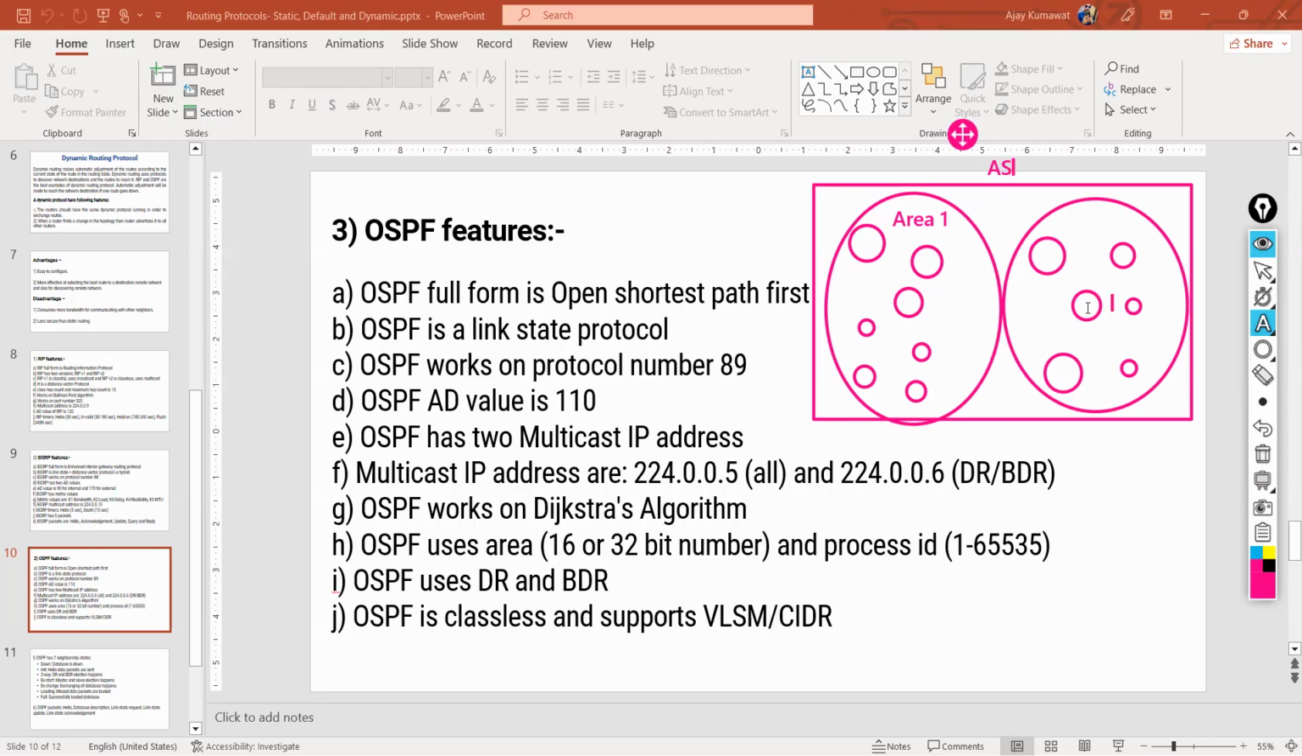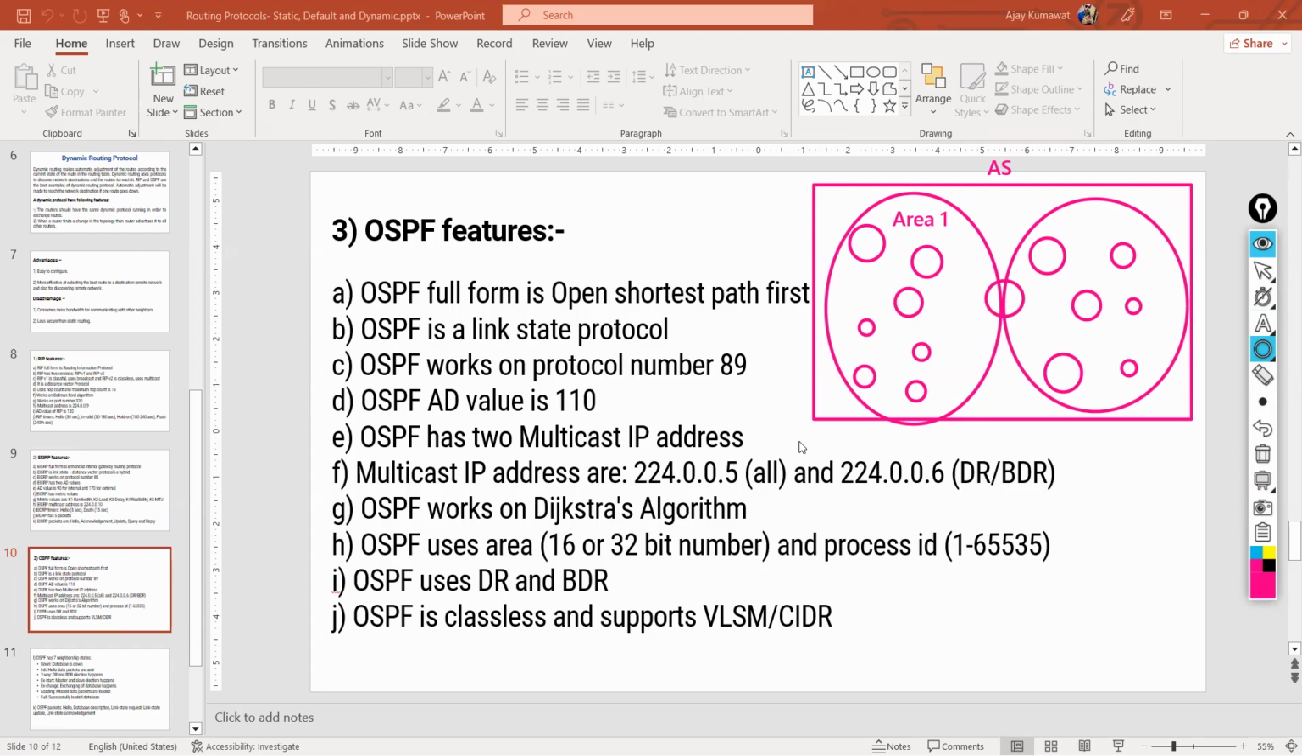Then you can ask, how will it provide communication between the two areas? Because these two areas still belong to the same AS, and OSPF is supposed to provide communication within an AS. So in OSPF, we have a special router which will be part of both the areas, and we call it an ABR, area border router.